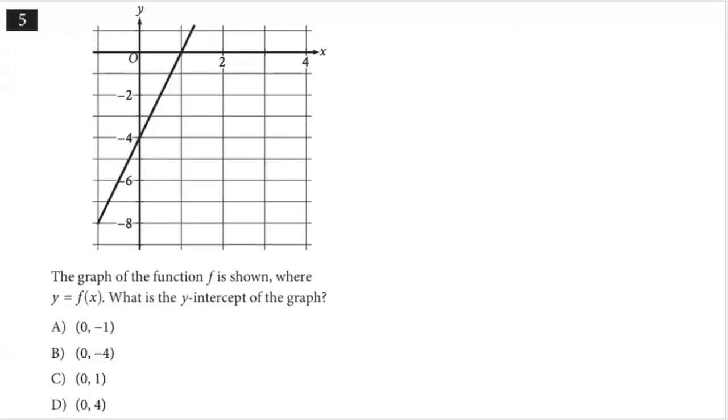Question 5. The graph of the function f is shown where y equals f of x. What is the y-intercept? Y-intercept is the point where the line crosses the y-axis, so (0, -4) will be the correct answer.